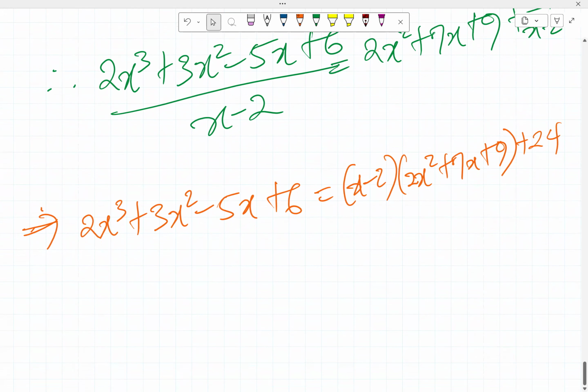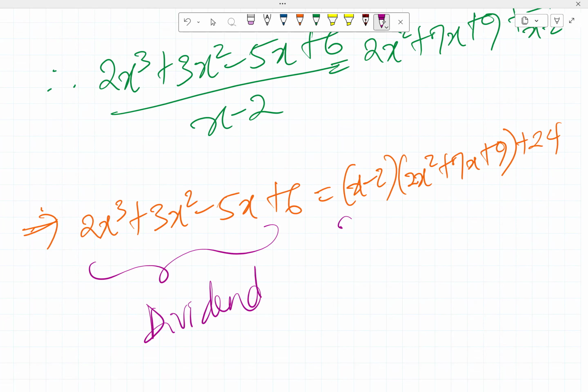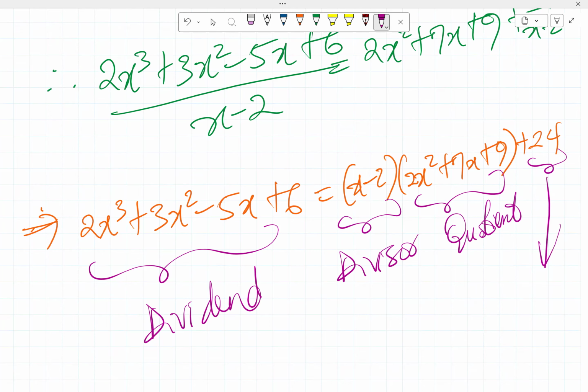Again, don't forget, this is the dividend. Let me change the marker here to emphasize that. So this is the dividend. This is the divisor. This is the quotient. And this is the remainder.